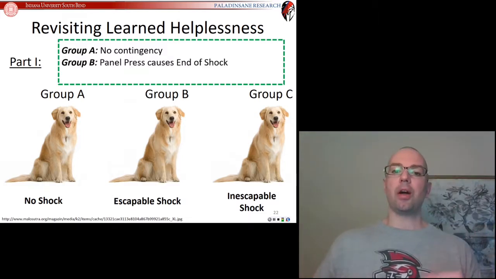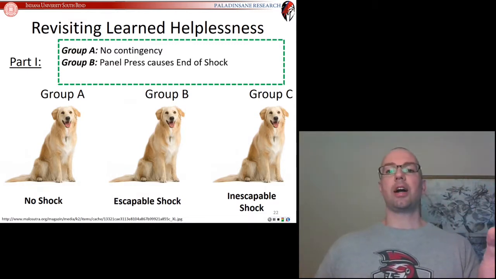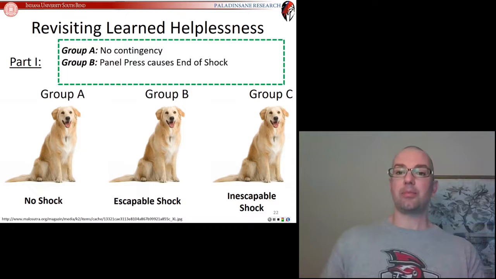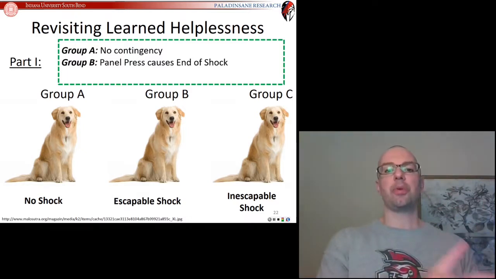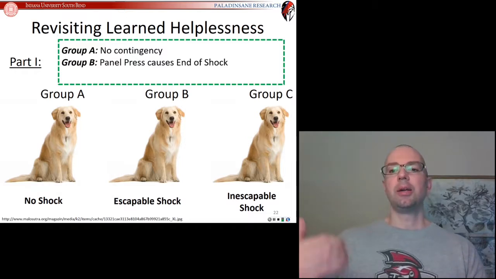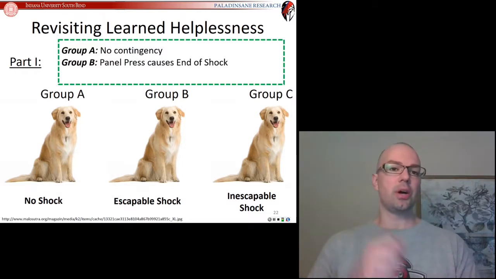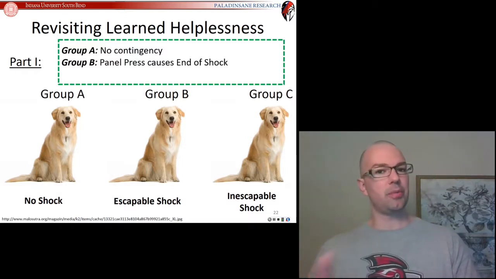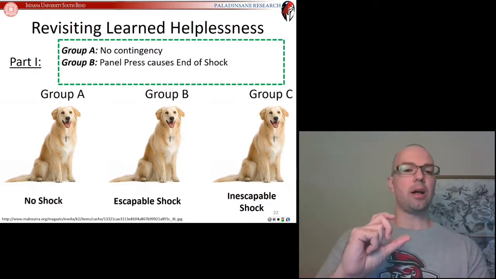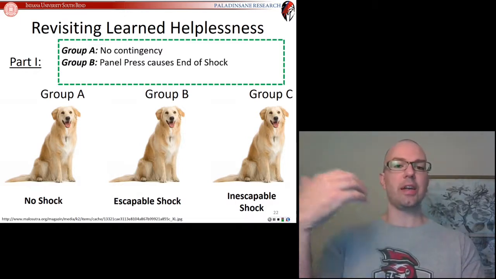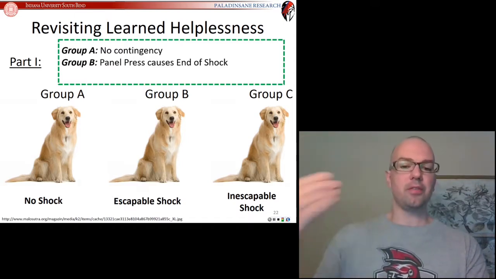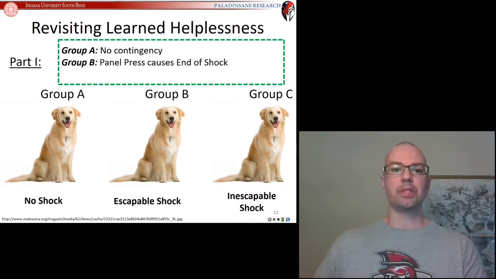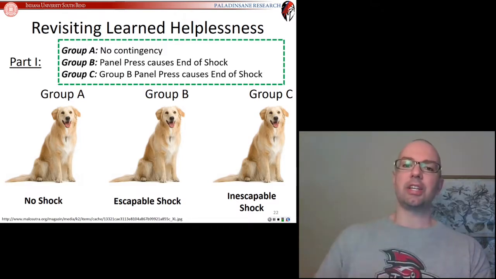In Group B, however, the panel press caused the probable end of the shock. Now, in this case, it was 100% probability. You press the panel, the shock ends, but that's still a contingency. The panel press caused the end of the shock. And then Group C was also under a contingency. This one was a little bit trickier. So if you haven't figured these ones out yet, try to pause, work it out. But if you have and you've written it down, here we go. Group C was actually under a contingency.